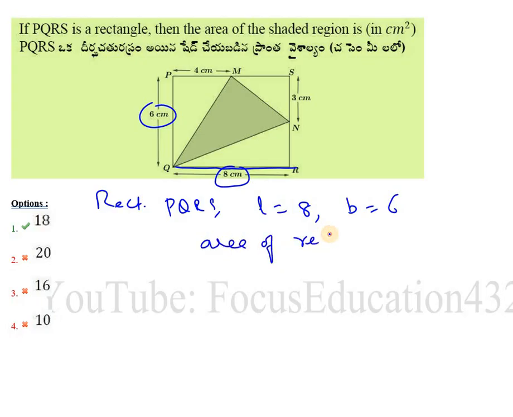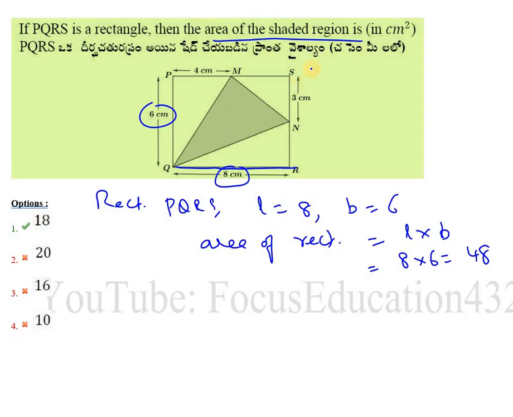Area of rectangle PQRS is how much? L into B, length into breadth, 8 into 6, 48. So we got the area of the complete rectangle. Now what we have to find? The area of the shaded region. This shaded region you have to find.